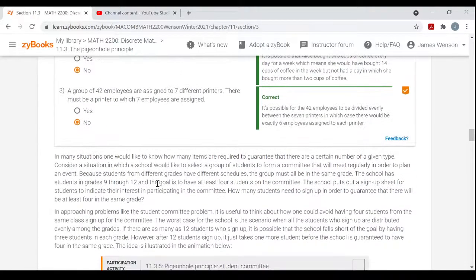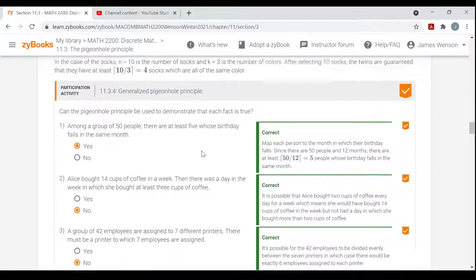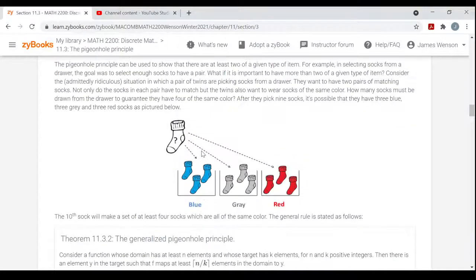Okay. All right, so in many situations, one would like to know how many items are required to guarantee that a certain number of a given type, right? Just like the one with the socks, where they asked how many socks they would have to pull to get those 2 pairs of the same color.